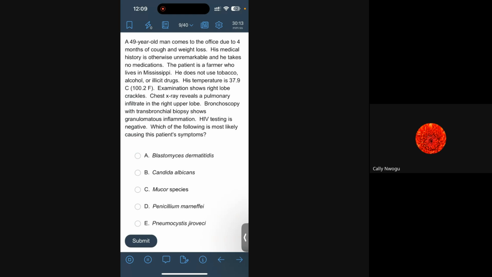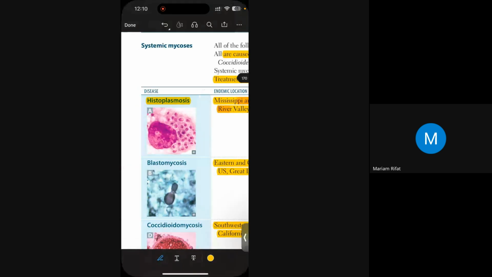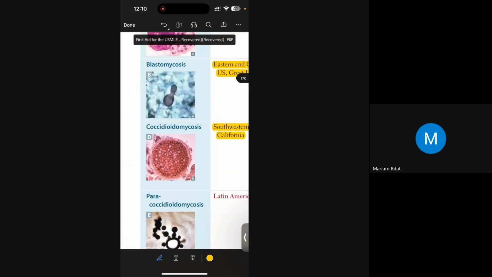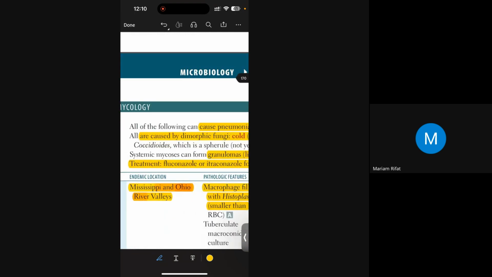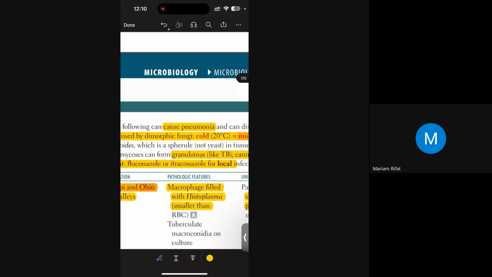Okay, and out of all these five options, which one is the one which we studied in the systemic mycosis? Blastomyces. Okay, because this is the only option that causes granulomatous disease, since the biopsy in this case showed granulomatous inflammation. Histoplasma, Blastomyces, Coccidioides, all four can lead to the formation of granuloma. Systemic mycosis can form granulomas like TB.